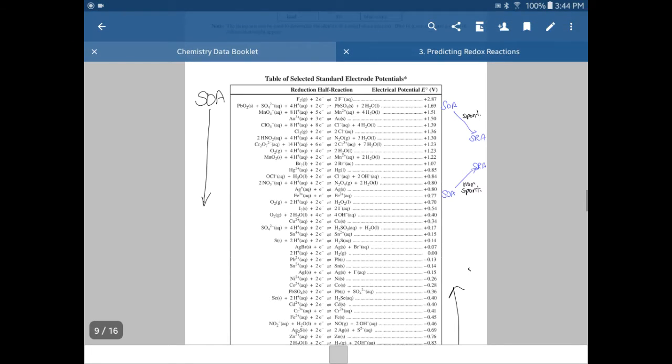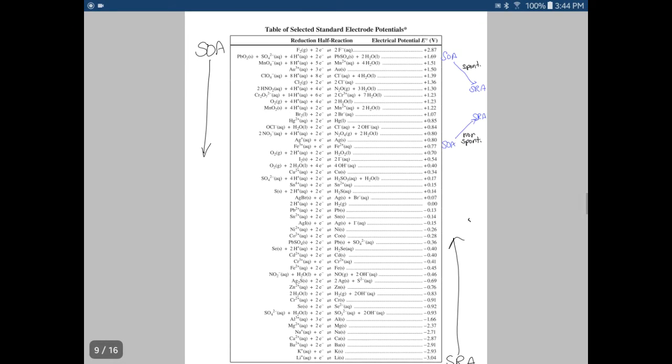So what I see here is that I have this table of relative strengths. Now, if I'm looking for my strongest oxidizing agent, I'm going to start in my top left corner and look down through this column.